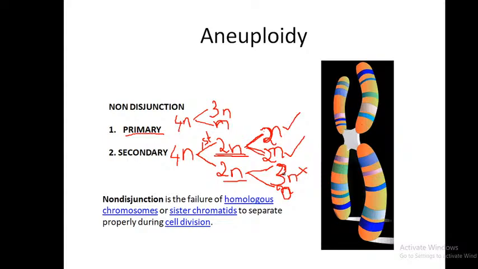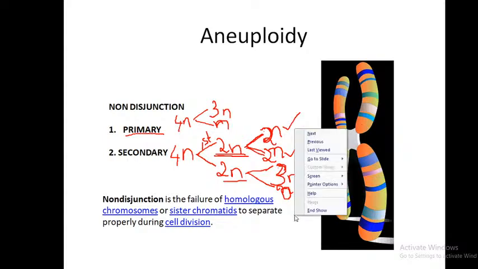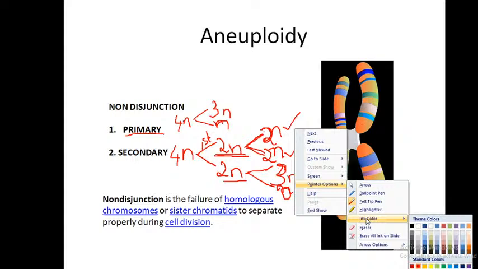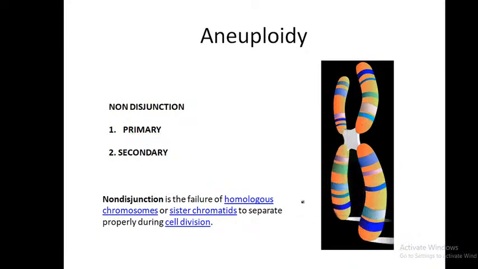I have written it this way just so that you can understand. As a result, abnormal gametes are produced. So there is some imbalance in the secondary non-disjunction.